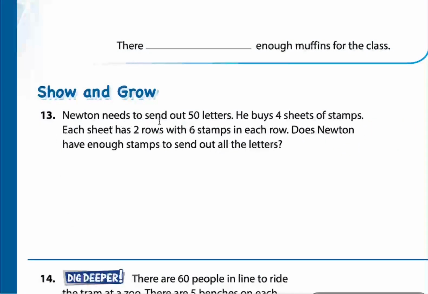Newton needs to send out 50 letters. He buys 4 sheets of stamps. Each sheet has 2 rows with 6 stamps in each row. Does Newton have enough stamps to send out all the letters?